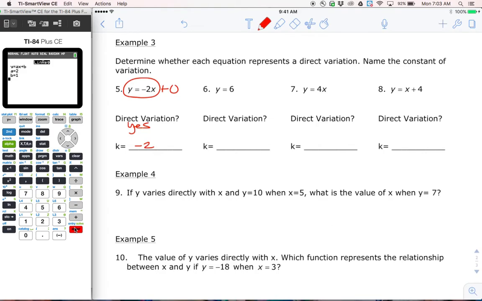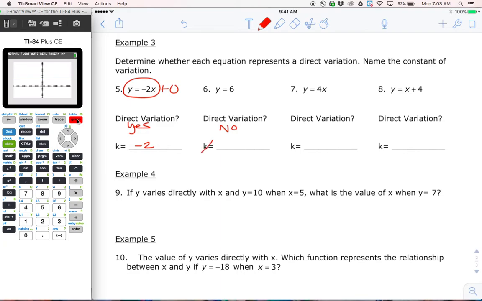y equals 6 is not a direct variation. This one's a little bit trickier. We don't have x. If we're not sure what this line looks like because it's a little bit weird to us, go ahead and go to y equals in your calculator and just type in y equals 6. And you can graph this thing and see, oh, okay, this is the horizontal line. This is not direct variation. It doesn't go through the origin. All right, so we're not going to really worry about k.